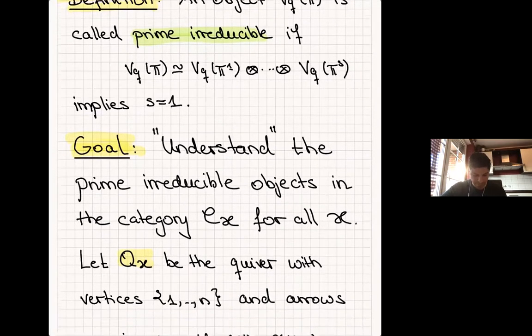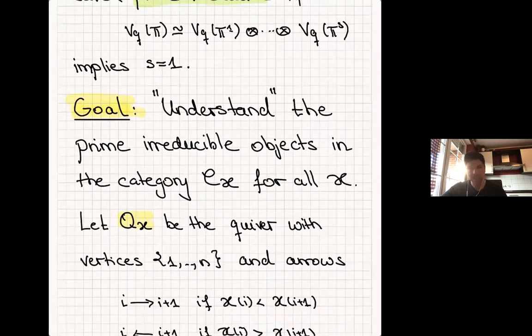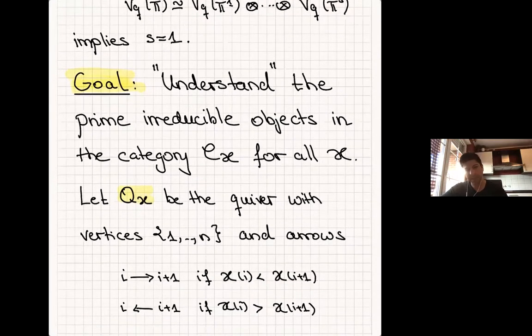So let Q_κ be a quiver of type A_n. Again, you just take the A_n quiver with some particular orientation, and this orientation depends on this height function κ. So you take the quiver with vertices 1 to n, and you draw an arrow from i to i+1 depending on whether κ(i) is less than κ(i+1), or you draw it in the opposite direction. But basically, it's just the A_n quiver with an orientation.